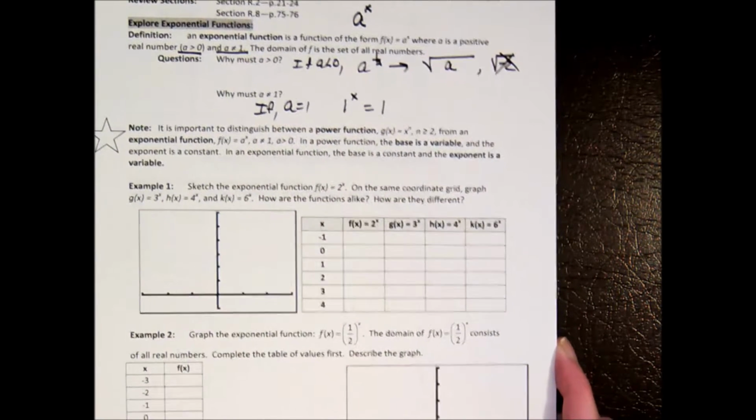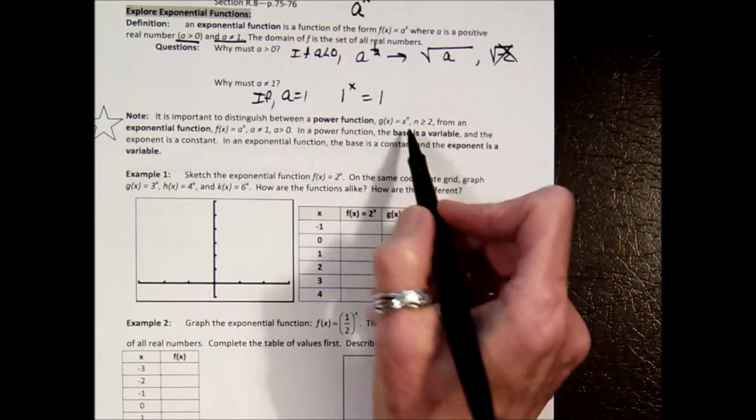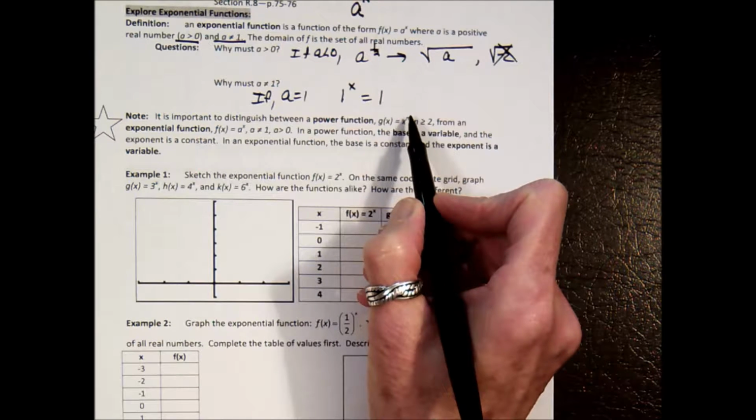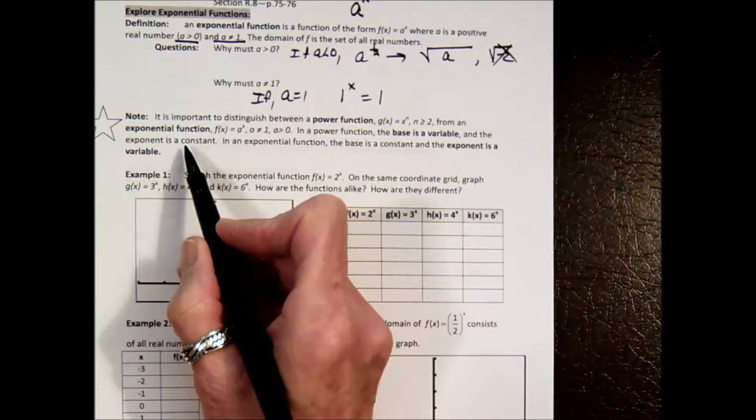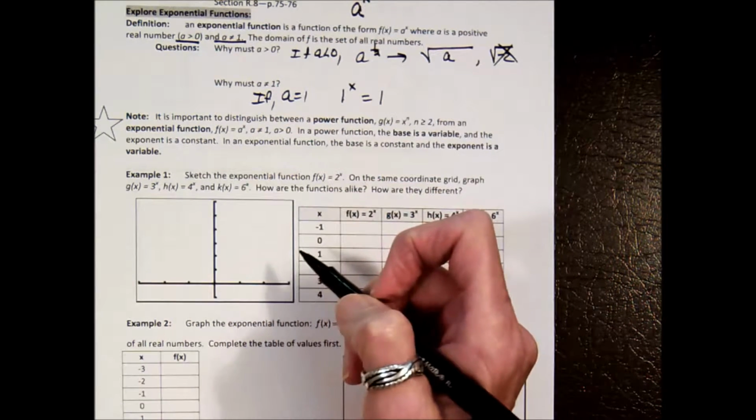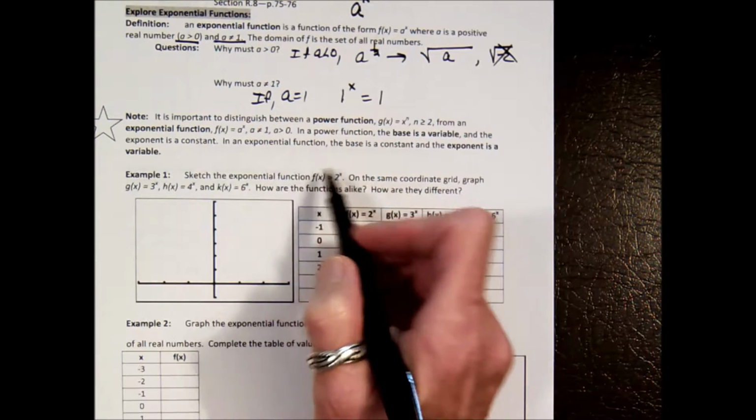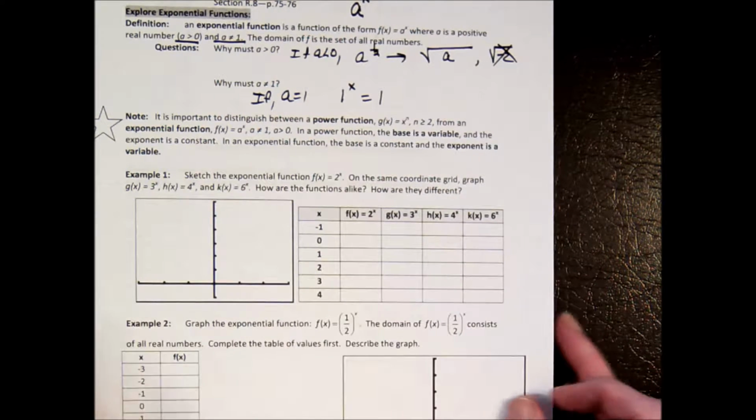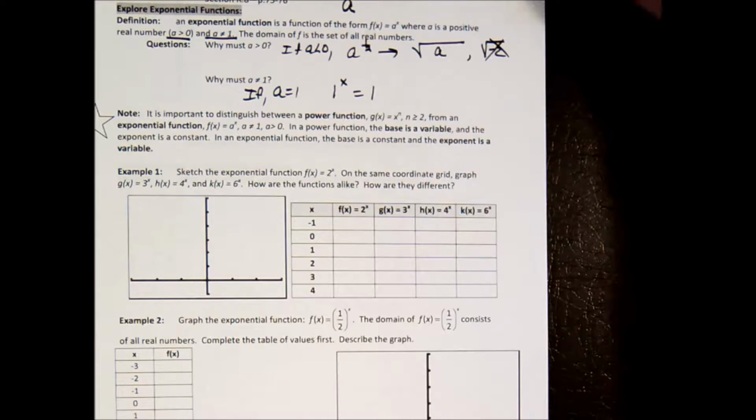There's a star here, and I want to point this out. It's important to distinguish between a power function, which is x to some exponent, where x is the base, and an exponential function where you have a raised to the x. In a power function, the base is a variable and the exponent is a constant. In an exponential function, the base is a constant and the exponent is a variable. So they are sort of just opposite of each other, although they aren't opposite in the way they work.